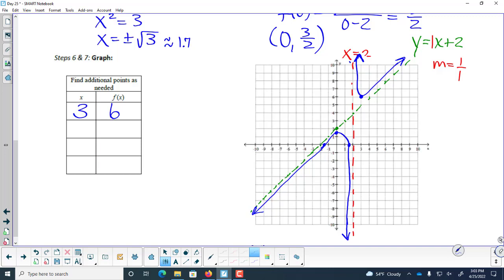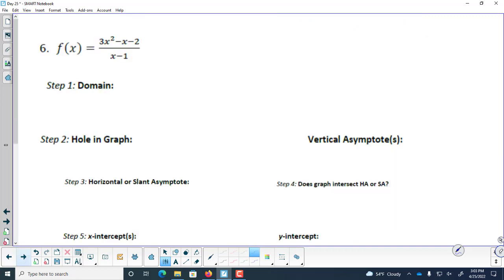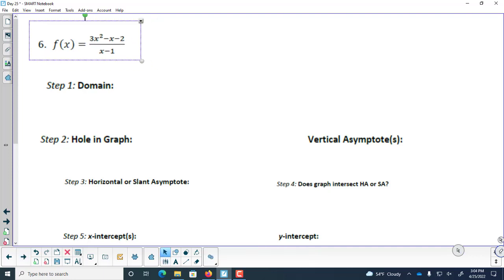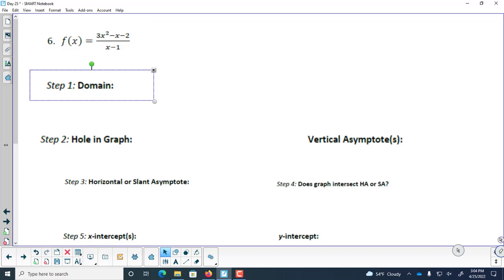Okay. Plug in a couple points to check, just to be safe. Questions? These are fun. Love them. Love graphing. You should love graphing too. It'll get you a long way in a lot of calculus places.